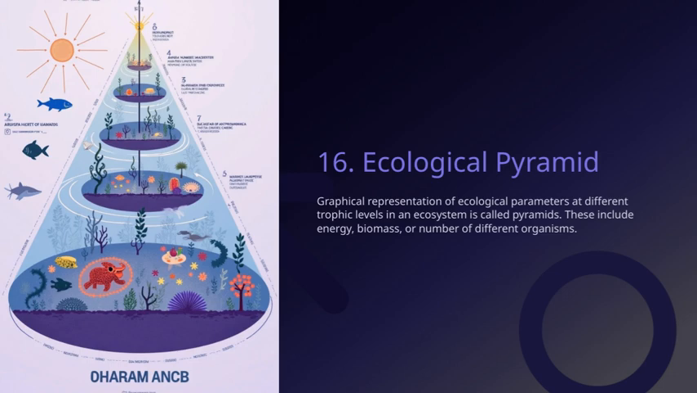For example, they often reveal that energy decreases as we go up the trophic levels, which makes sense because energy is lost at each step, mainly through heat. Similarly, biomass and the number of organisms tend to decline as we move higher up the pyramid, reflecting the decreasing amount of living material and individuals at each level.